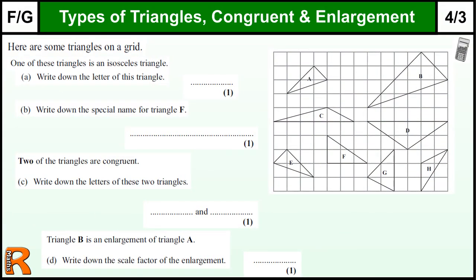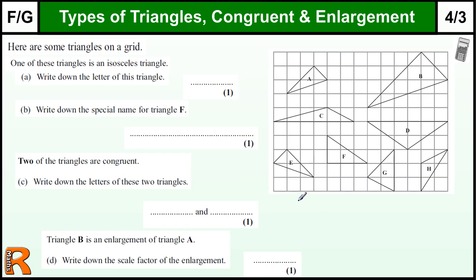Here we have a question on the types of triangles and the words congruent and enlargement. This is a GCSE level FG question or National Curriculum level 3 and 4. So the first thing we need to be aware of are the different types of triangles. Let's have a little recap on triangles.